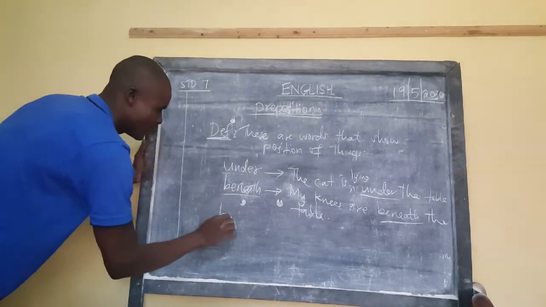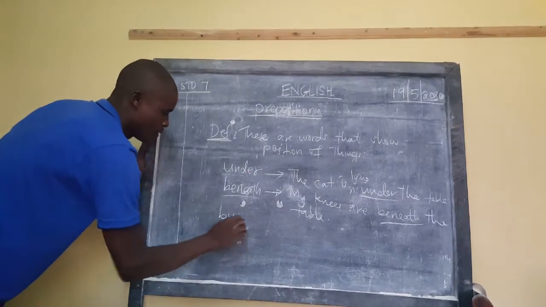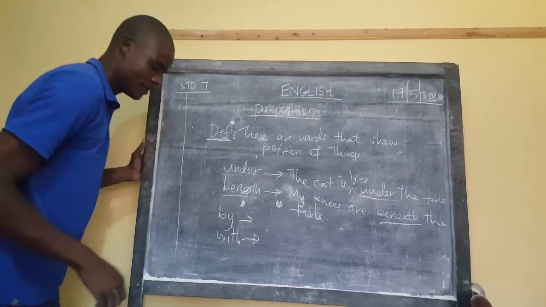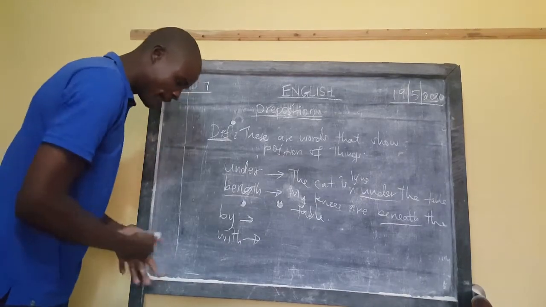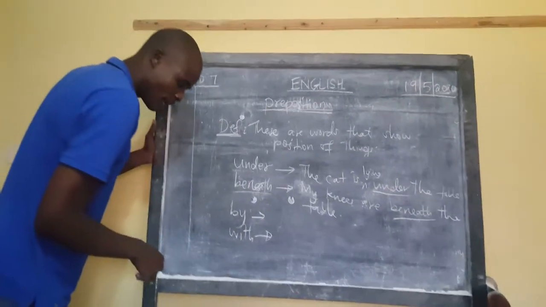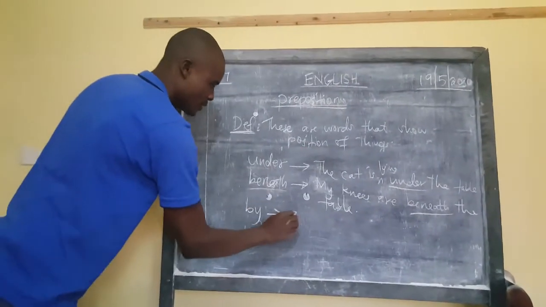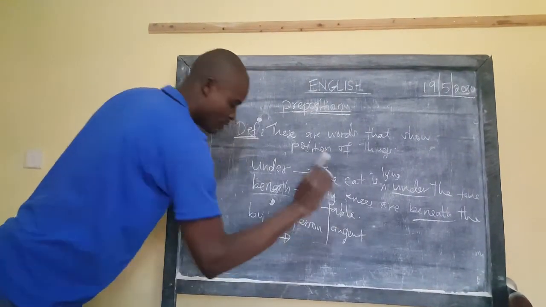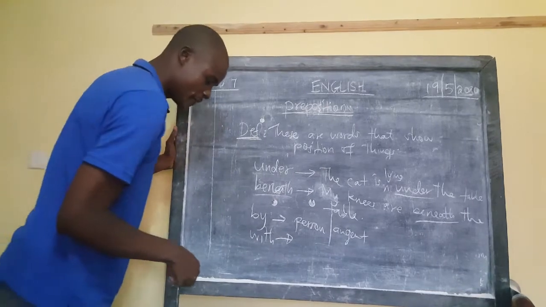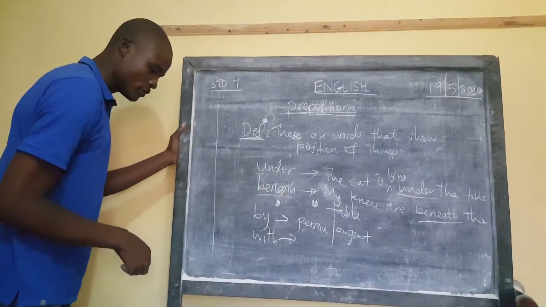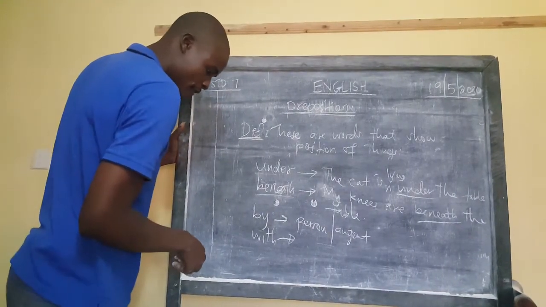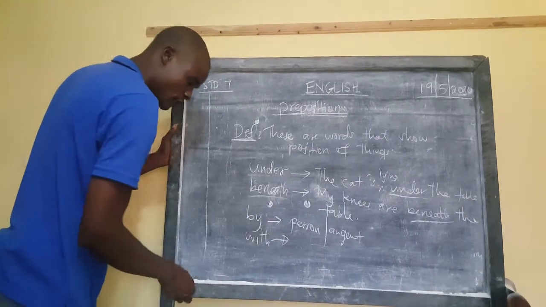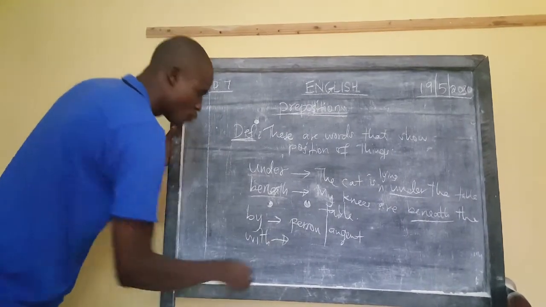The use of by and with. By is used for a person or an agent, a person or an agent. Let's give you an example. And then with is used for an instrument.